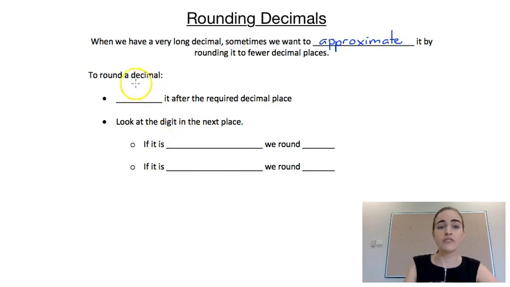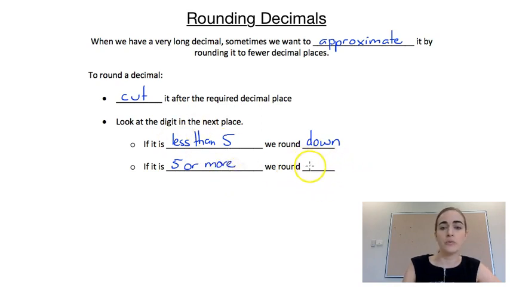Alright, so to round off a decimal, we're going to cut it after the required decimal place, and then we're going to have a look at the digit, so the number that's in the next place along. Now, if that number is less than 5, we round down, which means we're going to leave the digits before that exactly as they are. If it is 5 or more, so 5, 6, 7, 8, or 9, we round up. So let's have a look at a few examples.